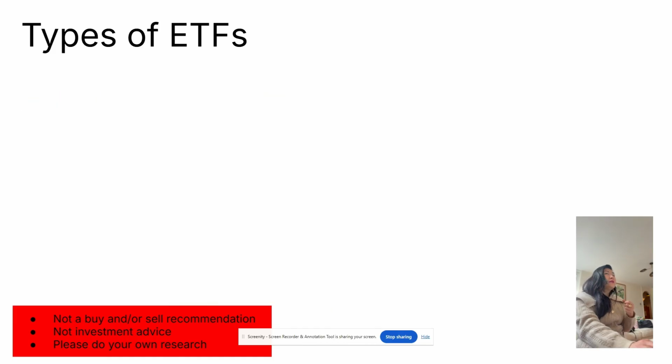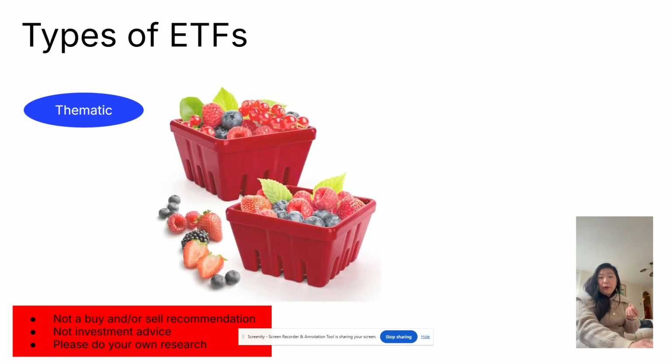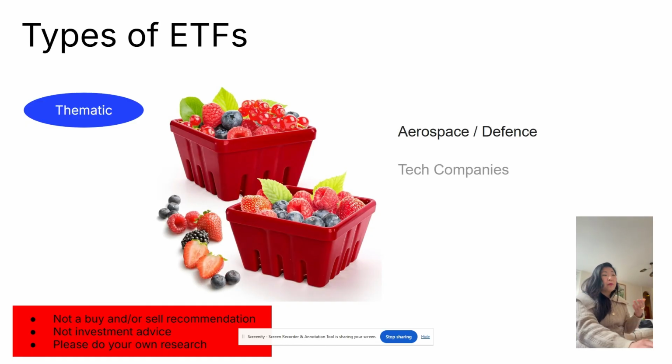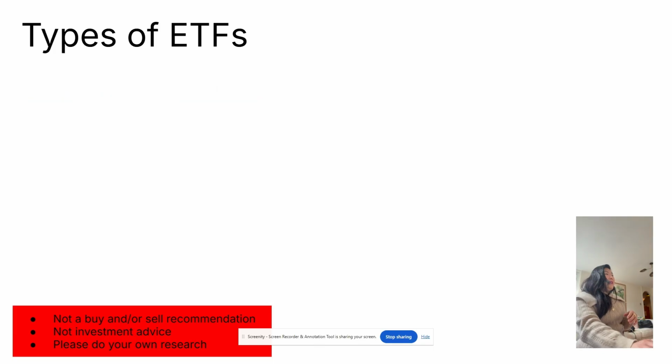And then there is the thematic ETF. Thematic is just like what I mean by red fruits. And what are some of the red fruits, thematic ETFs out there? You could buy ETFs in the aerospace and defense industry, with tech companies, with AI, with pharmaceutical. You can even buy a uranium ETF, which I'll cover a little bit later. So you can buy a green energy ETF. So that's thematic, right?